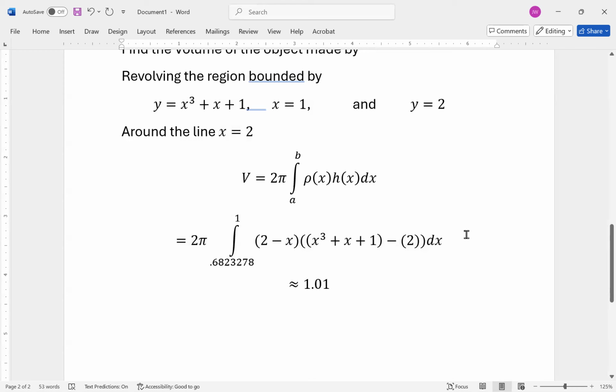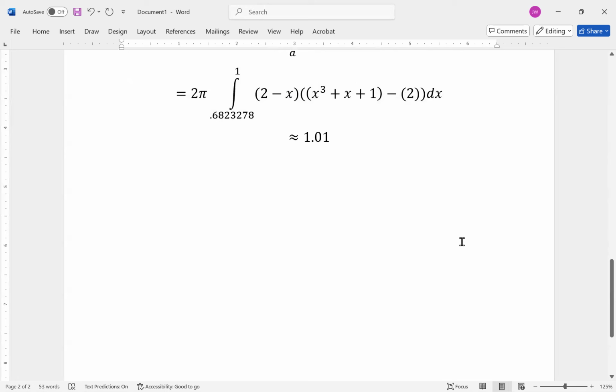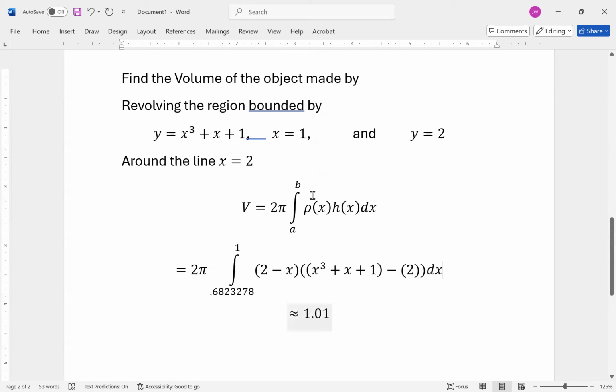So both the disk and the shell method are necessary for tough looking functions, functions where I can't easily solve for y or for x.